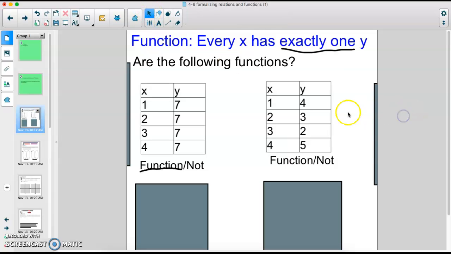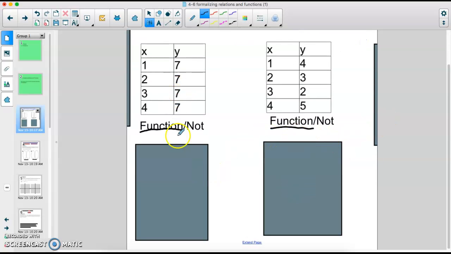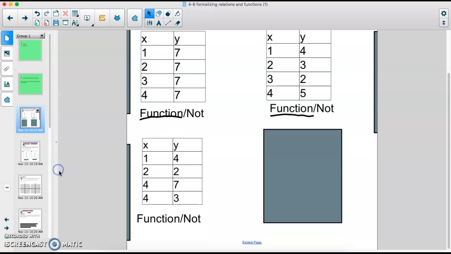Now for this one, is this a function? Well, 1 goes to 4, 2 goes to 3, 3 goes to 2, 4 goes to 5. X's, again, are not repeated. And so every x has exactly one y, and so this one is a function as well. Let's try this one. We have 1 goes to 4, 2 goes to 2, 4 goes to 7, and 4 also goes to 3. So 4 went to two things, right? We had 4 doubled up. 4 went to 7, and it also goes to 3, so that means that it's not a function.